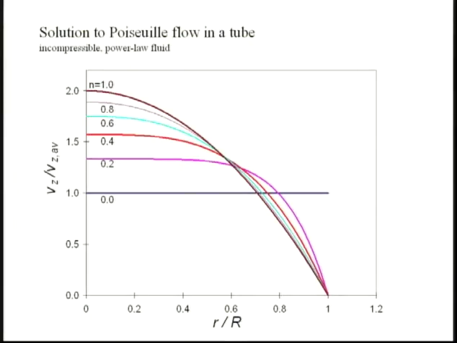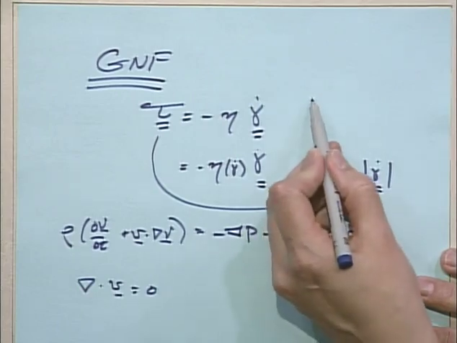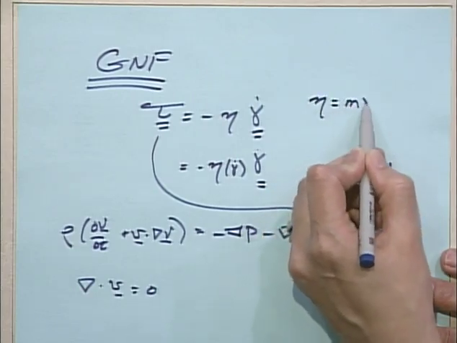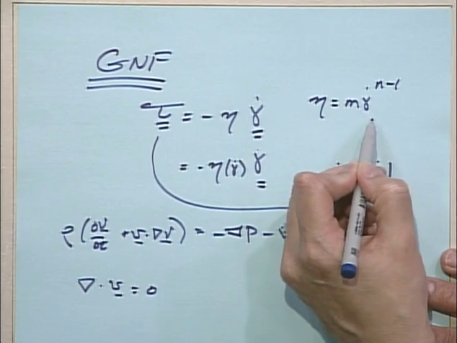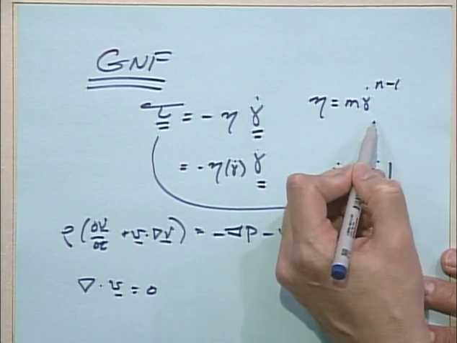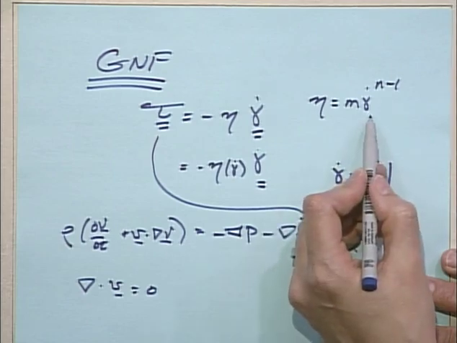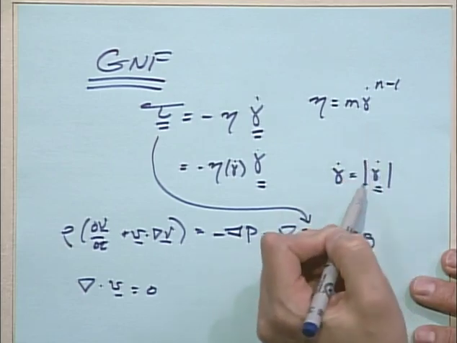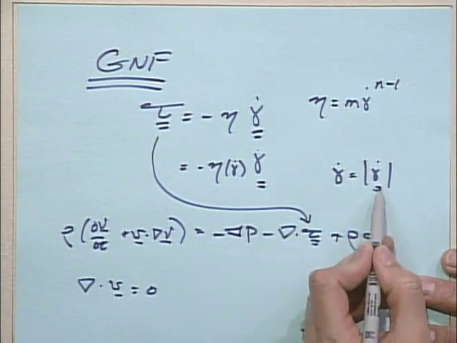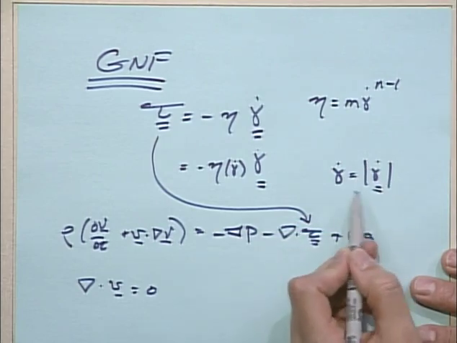This is the sketch of the result, the velocity field at any z position. It's independent of z, but as a function of radial position, and then parametrically as a function of the parameter of the model. This is for the particular power law model, which is m gamma dot to the n minus 1. Again, gamma dot is not the shear rate. It's the magnitude of the rate of deformation tensor. In shear flow, it's the shear rate. But in every other flow, you have to know what the flow is. Once you know the flow, you can get gamma dot, and then you can take the magnitude.